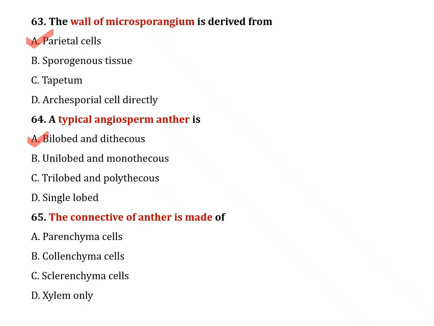The next question, number 65. The connective of the anther is made up of: option A, parenchyma cells; option B, collenchyma cells; option C, sclerenchyma cells; option D, xylem only. Correct answer is option A, parenchyma cells, which help like vascular bundles.